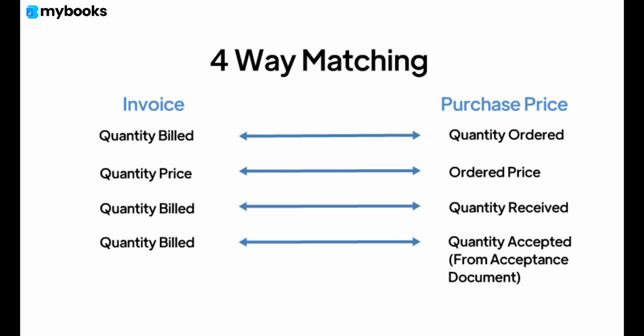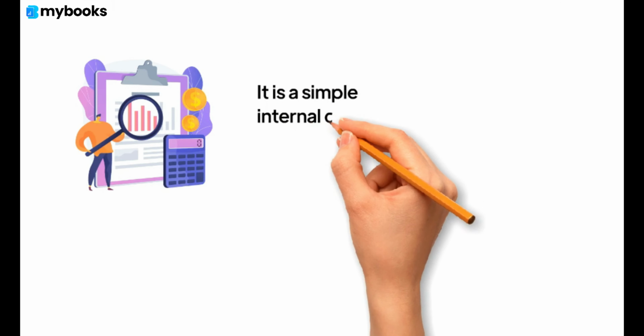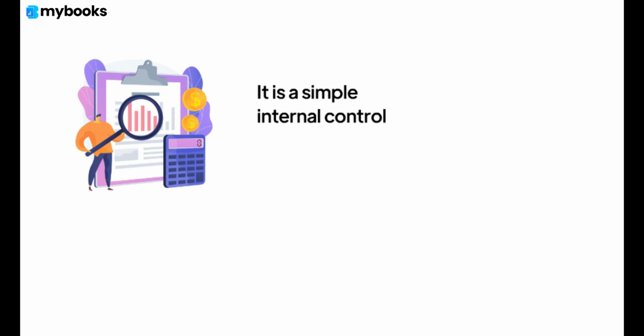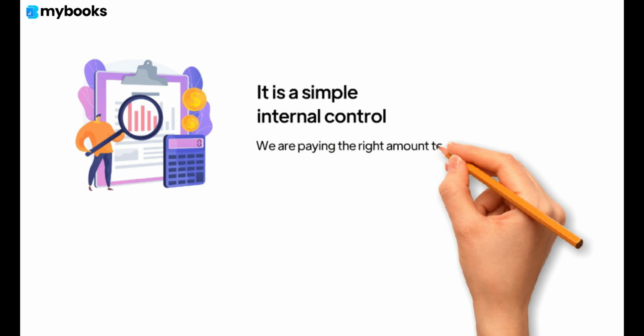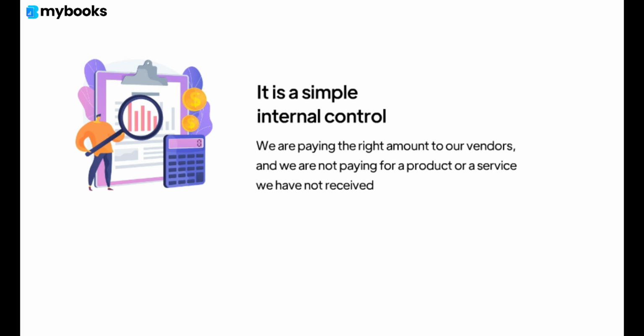So, now you can understand how two-way, three-way and four-way matching work. It is a simple internal control where we are trying to make sure that we are paying the right amount to our vendors and we are not paying for products or services we have not received. So we want to make sure that we are paying for the actual quantity which we have received and the actual service which we have received. That's it. These are the two-way, three-way and four-way matching processes in accounts payable.